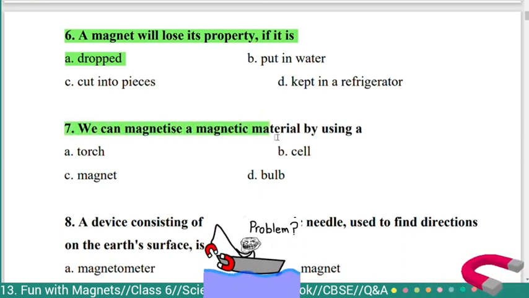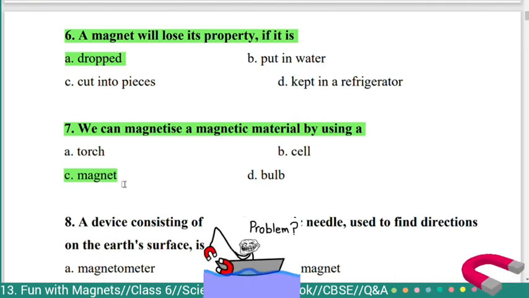Seventh question. We can magnetize a magnetic material by using: the given options are A. Torch, B. Cell, C. Magnet, D. Bulb. Here the correct answer is option C. Magnet. We can magnetize a magnetic material by using a magnet.